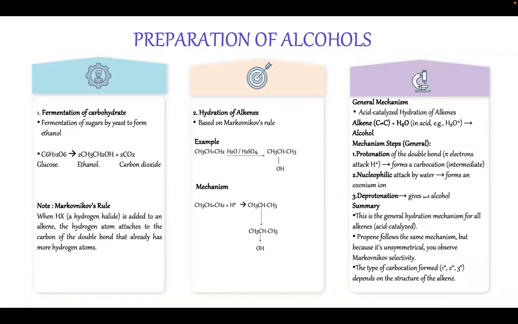Preparation of alcohol: fermentation of carbohydrate. Fermentation of sugar by yeast forms ethanol. This is the chemical reaction where glucose produces ethanol and carbon dioxide.